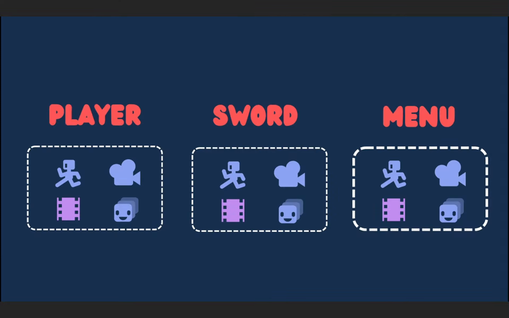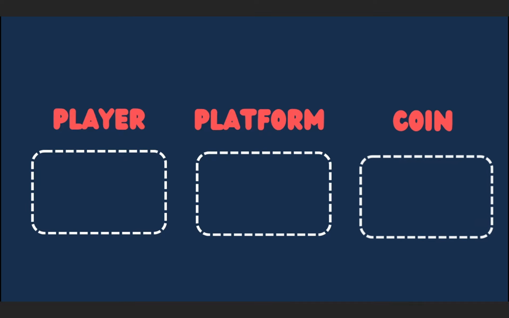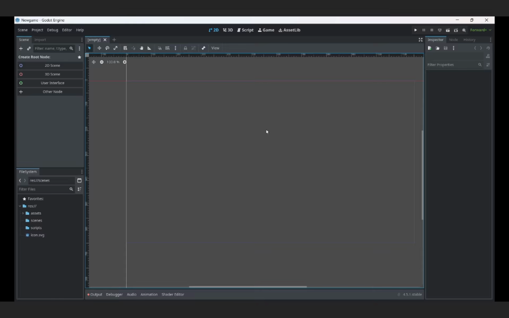This is because we can put a scene inside of our scene, which is called nesting. It allows us to take a player scene, a platform scene, and a collectible coin scene and put them all inside of another scene called the level 1 scene. And even cooler, scenes are reusable. We can make a scene only once and then use it all over our game. So now we know a bit about how Godot works. Let's start building our game.